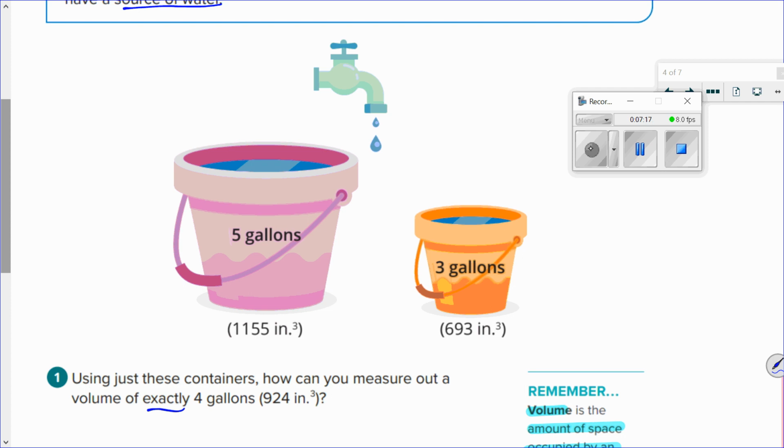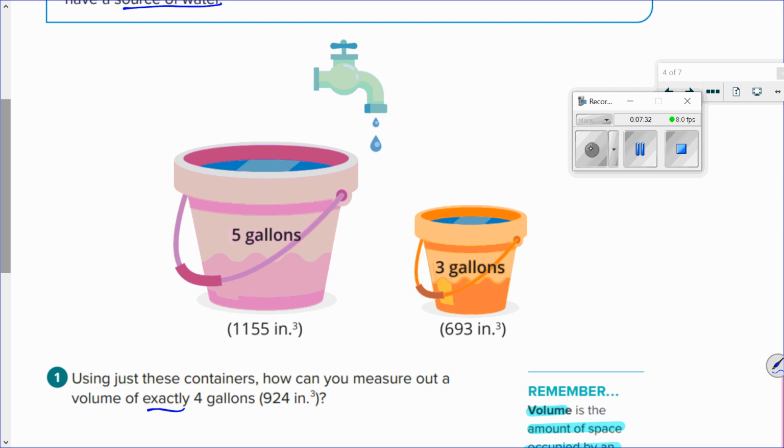And then you would fill up the 3 gallons just a little bit, and then dump it in. But again, there's no measures in that 3 gallon to tell me exactly where a gallon is. Can I eyeball it? No, it has to be exact.